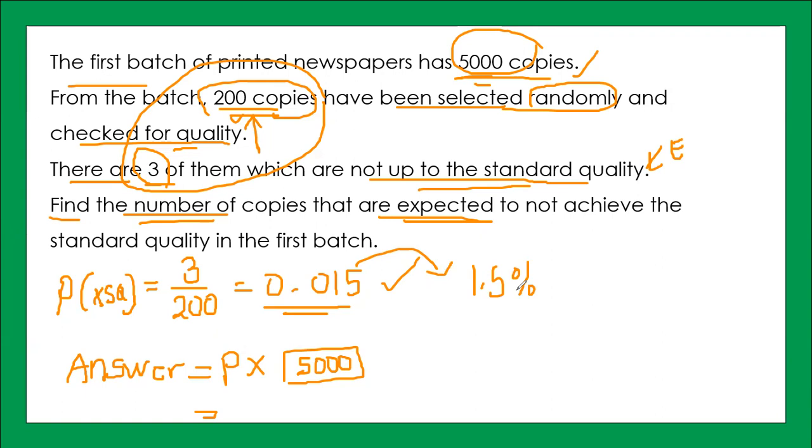So if there are 5,000 magazines, what will you do? You'll take the 1.5% times 5,000, isn't it? And how will you write 1.5%? 1.5 over 100, and that is 0.015. Again, coming back to this, times 5,000. And yes, the answer is 75 magazines. Don't put a percentage sign, okay? You must know what you're doing. Do I make sense? Do you understand this question now?